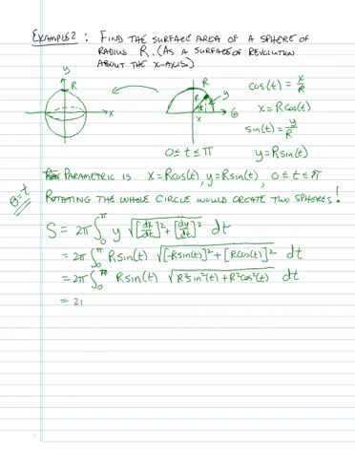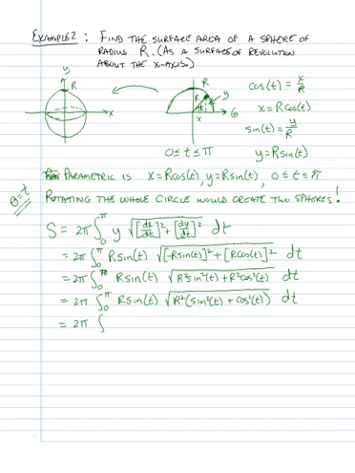So we have a 2 pi times the integral from 0 to pi of r sine t, and underneath the radical, we actually have an r squared times sine squared t plus cosine squared t. And of course, sine squared t plus cosine squared t is nothing more than 1. So under the radical, we just have the square root of r squared. Now, remember, capital R is a radius, so it's a positive number, and so the square root of r squared is simply r.